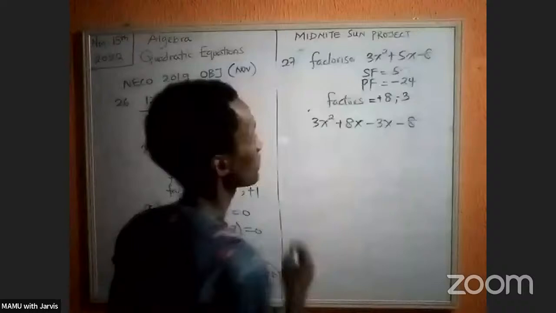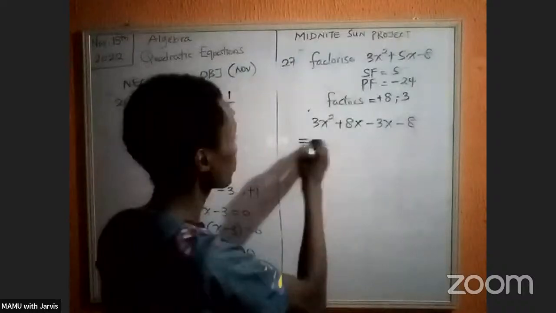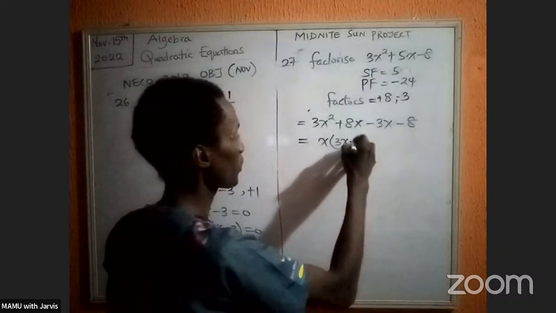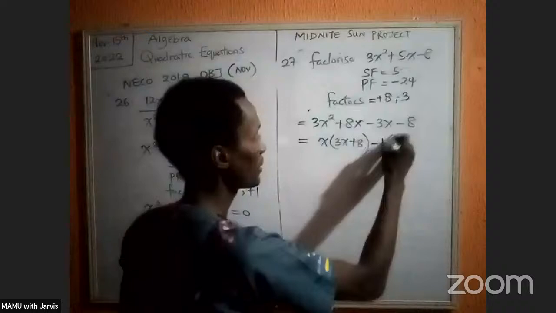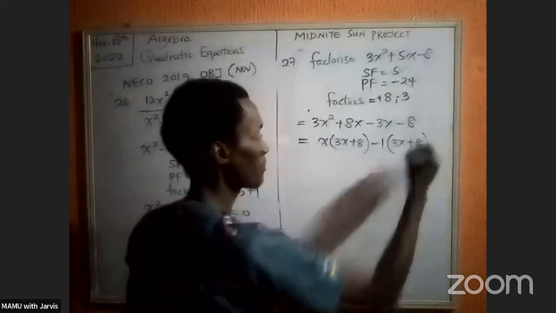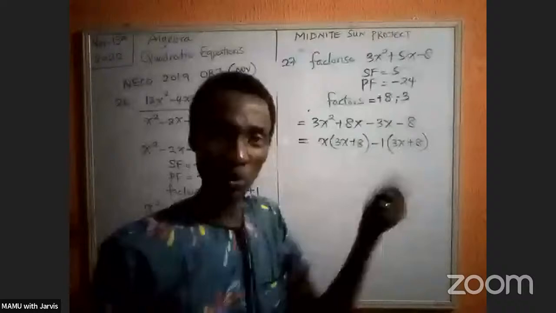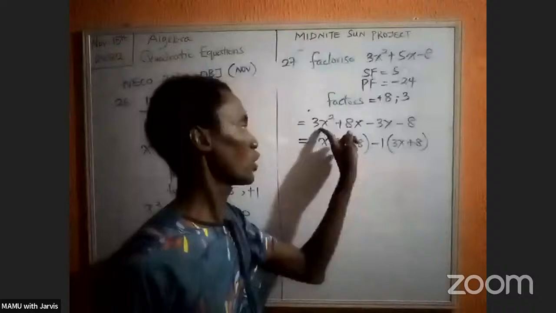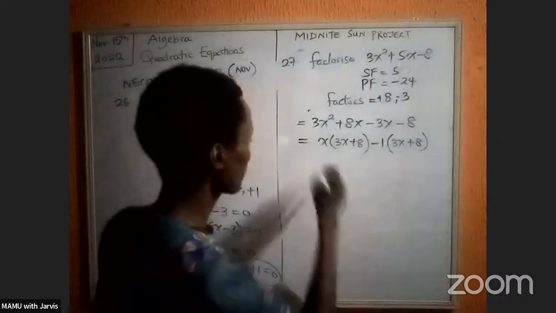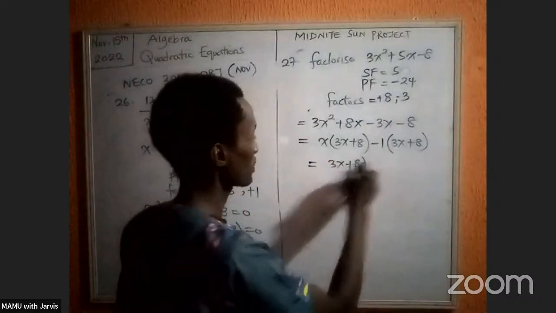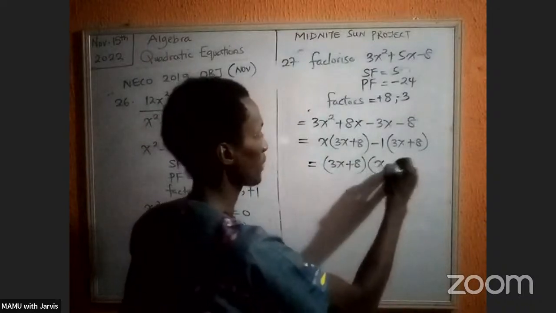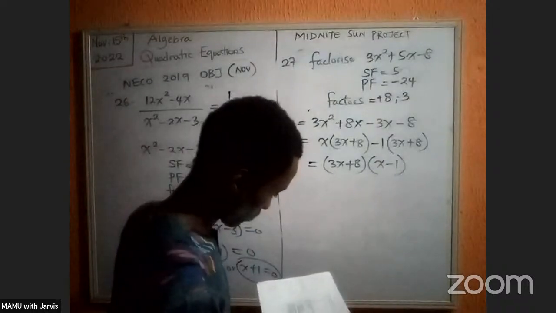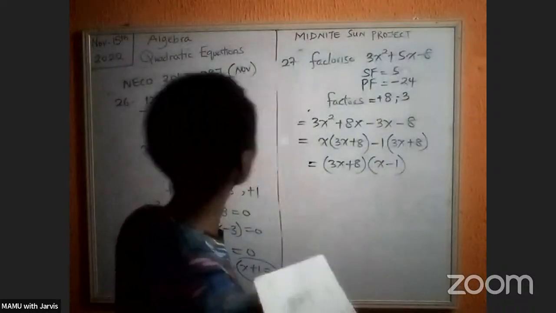Okay, I decided to go against my rule here. This will give me x into 3x plus 8 and -1 into 3x plus 8. Remember that if you're using this rule I have broken, your factors must be such that they make this look like this. So this will now be 3x plus 8 into x minus 1. That solves that question, question number 27.